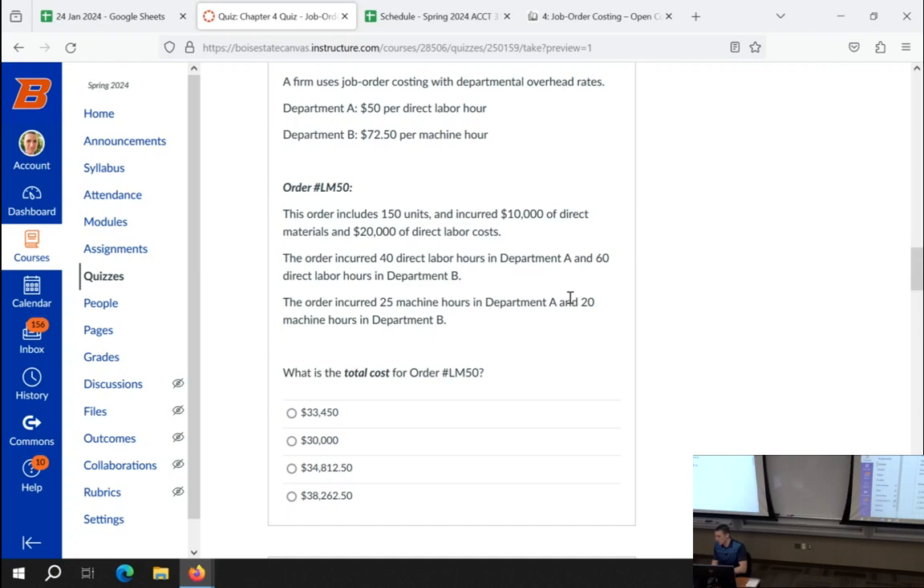In Department A, we're talking about Department A, it uses direct labor hours. So we care about this 40 right here. What we're saying is order LM50 used 40 direct labor hours in Department A, caused 40 direct labor hours to be expended in Department A from their staff. And so it needs to be charged $50 per direct labor hour. So let's sort this out.